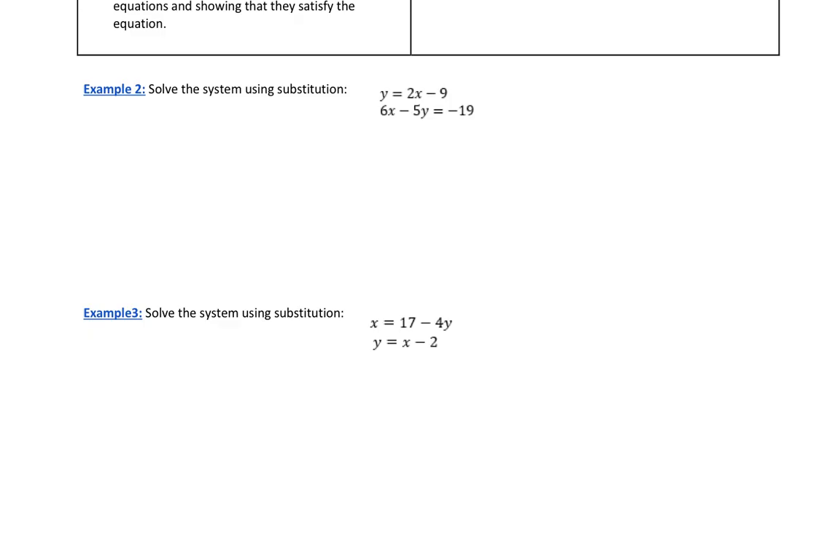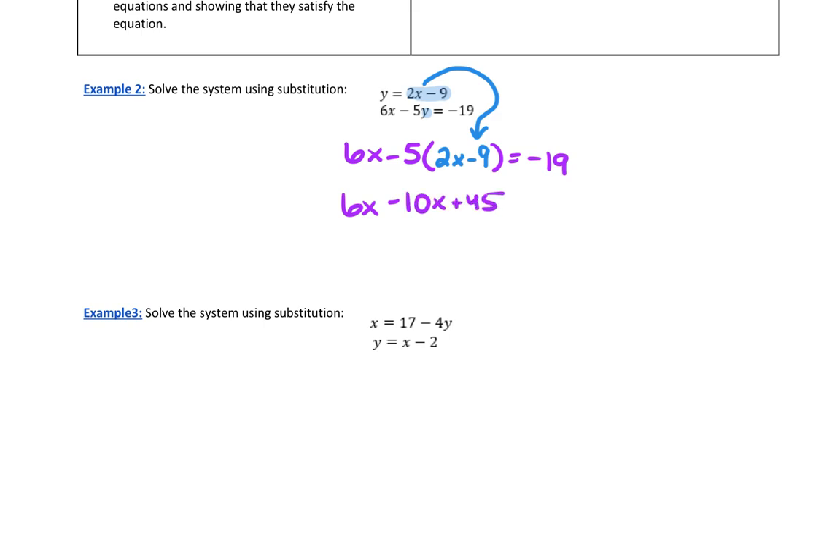So here it says that y is the same as 2x minus 9. So we are going to substitute that in where we see y in the other equation. So where that y was, we just put 2x minus 9 there. And then we go through and we simplify. So we're going to distribute. And then we combine like terms. And we subtract 45 from both sides. And x is going to be a positive 16.